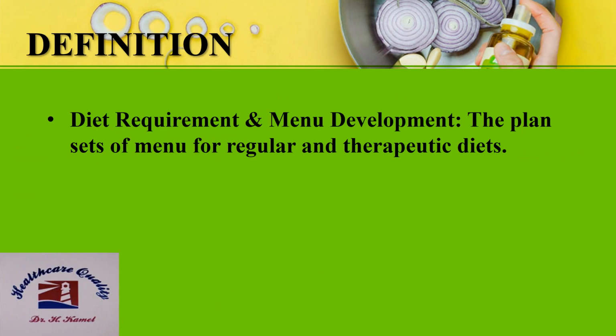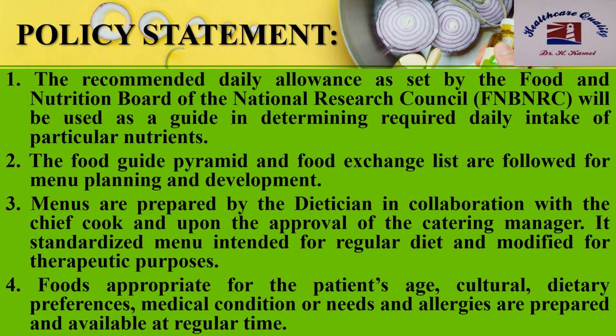Definition: diet requirements and menu development. It's the planned sets of menus for regular and therapeutic diets. Policy statement. Number 1. The recommended daily allowance as set by the Food and Nutrition Board of the National Research Council will be used as a guide in determining required daily intake of particular nutrients.